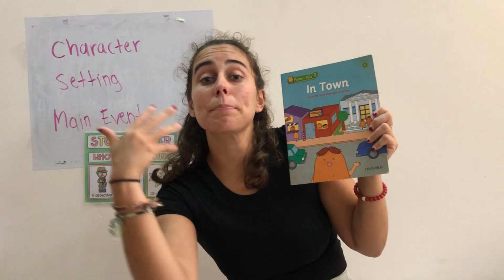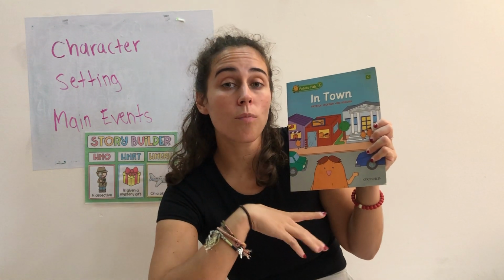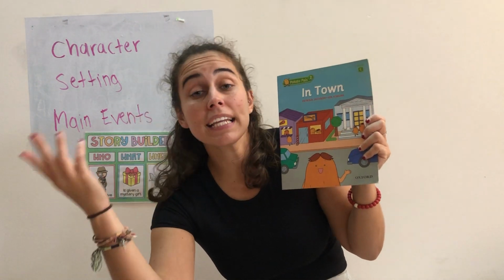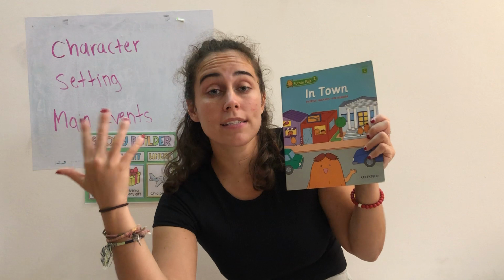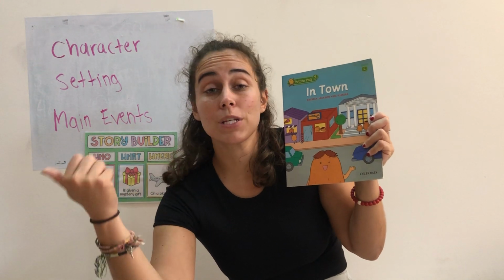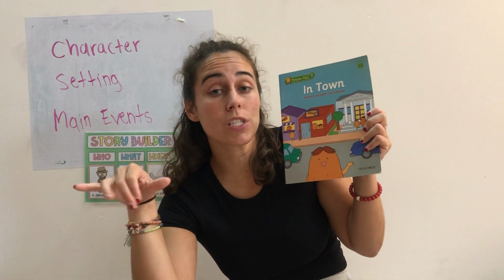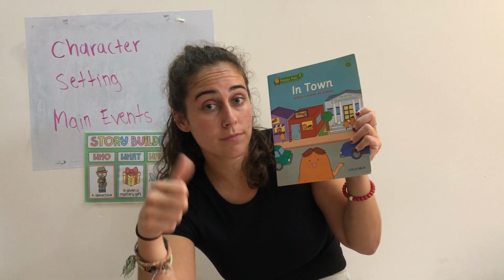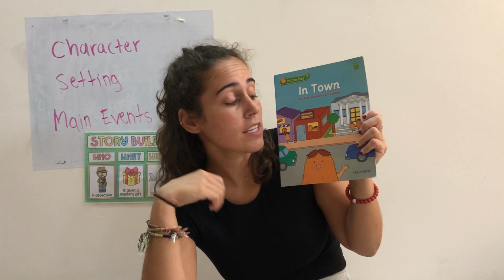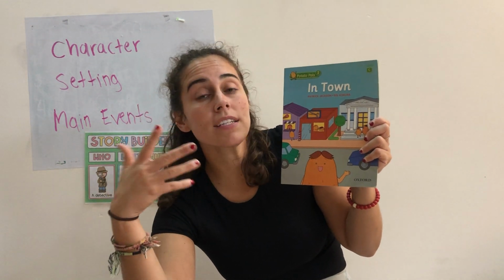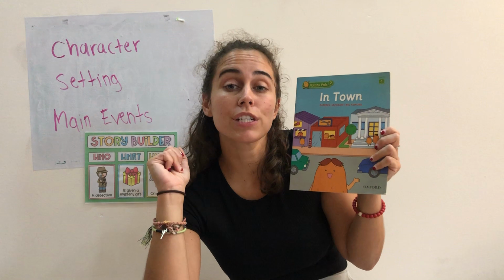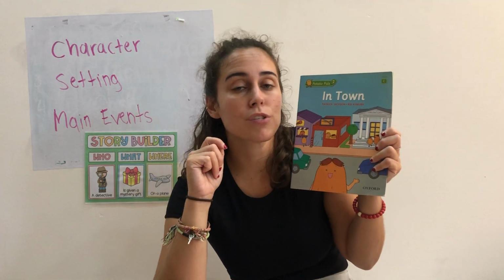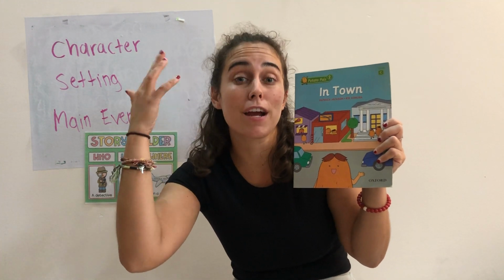So there once was a potato. He was at home, and then he realized he needed to go into town to run some errands. First, he got into his car. And then when he got into town, he got a haircut at the barber shop. So character and main event. Then he went and he decided that he was hungry. So he decided to get some ice cream because it was a very hot day.